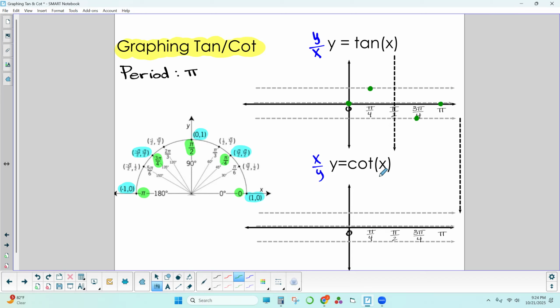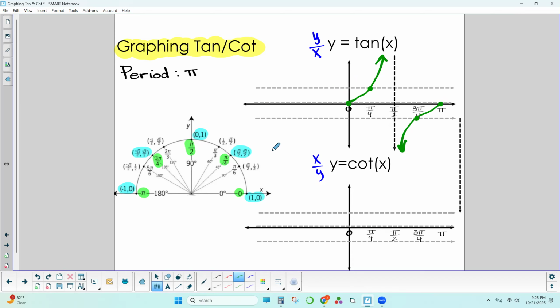As we approach the asymptote from the left, cosine is getting smaller and sine is approaching 1, so our graph is approaching positive infinity. We get the same trend down here. And there is one period of tangent.